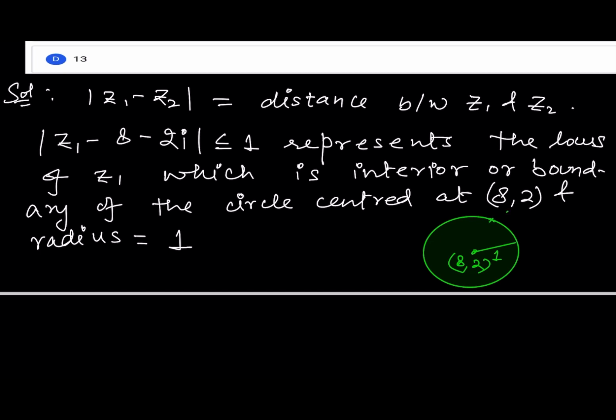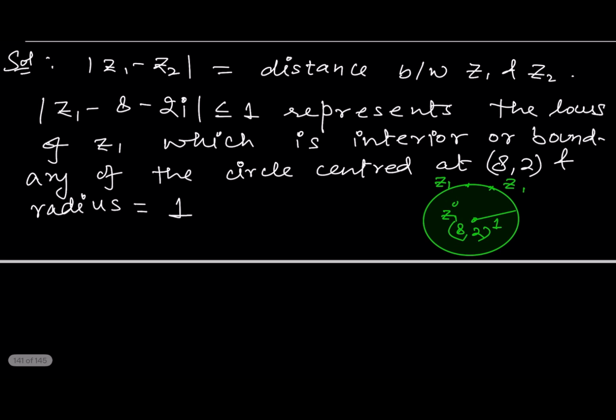Z1 will move on the circle, right? Or the interior of the circle as well, right? Z1 can be inside the circle or Z1 can be on the circle, right? That's why this inequality is involved. If the locus of Z1 would be purely a circle, then the inequality wouldn't be involved, right?